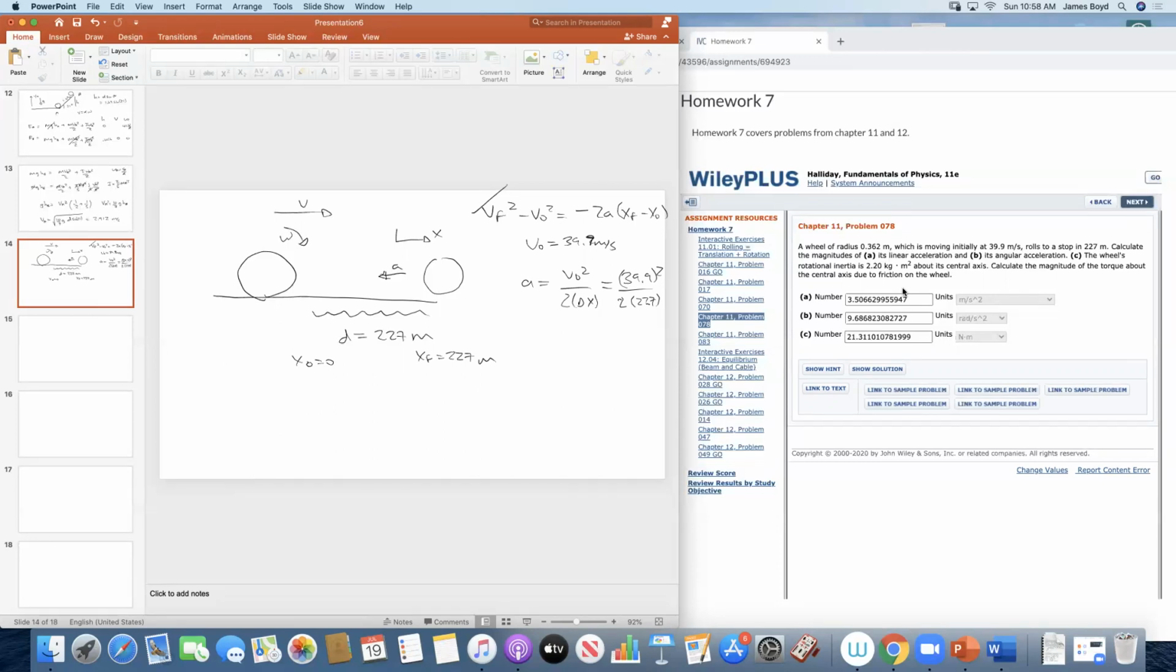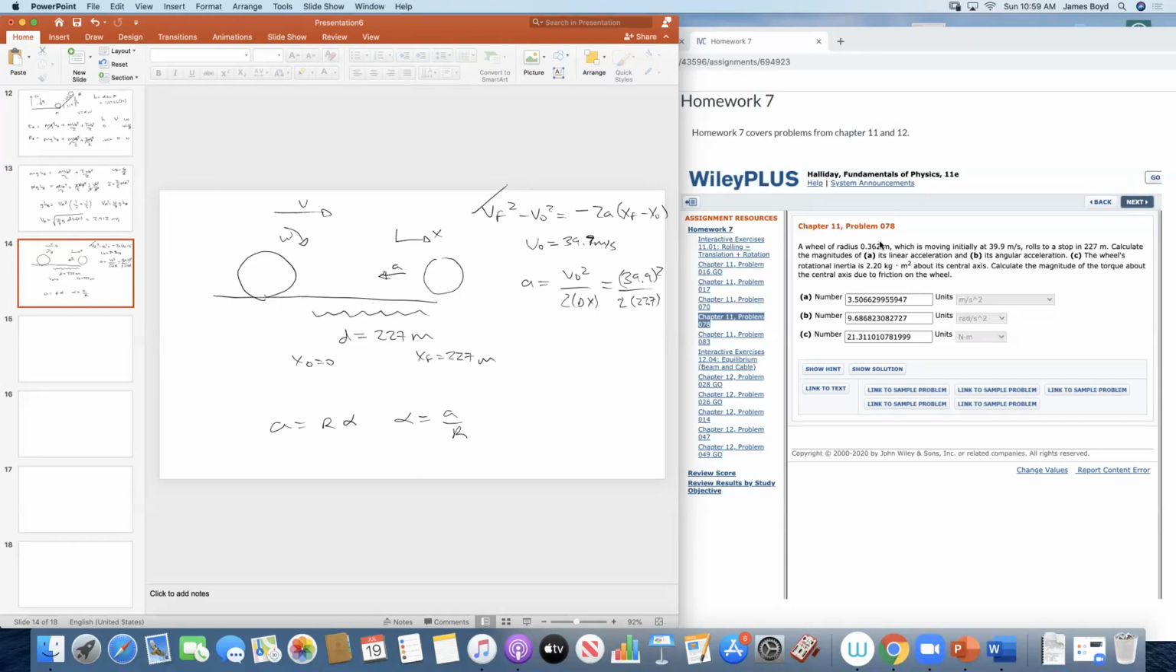Now I need to know its angular acceleration. And here it's a case of rolling without slipping. So a is equal to R alpha, or alpha is equal to a over R. So just make sure that your radius is in meters. It's 0.362 right here. So if I take that a that I just got and divide by 0.362, I get 9.6868, okay?